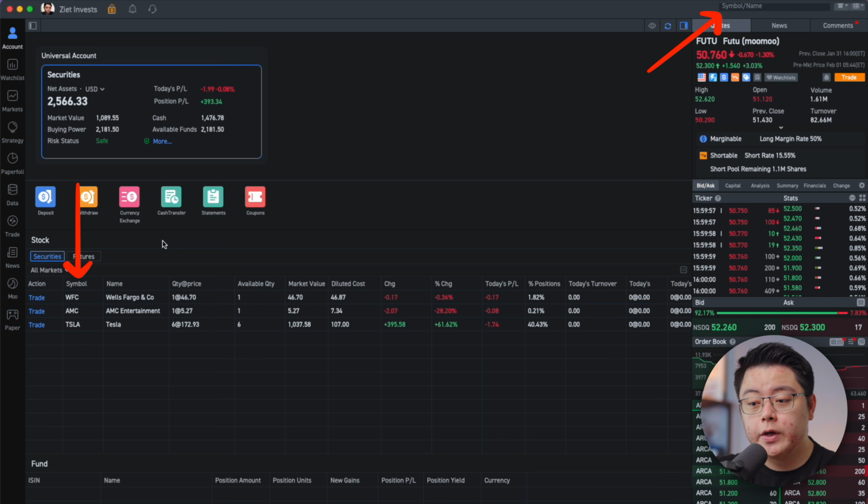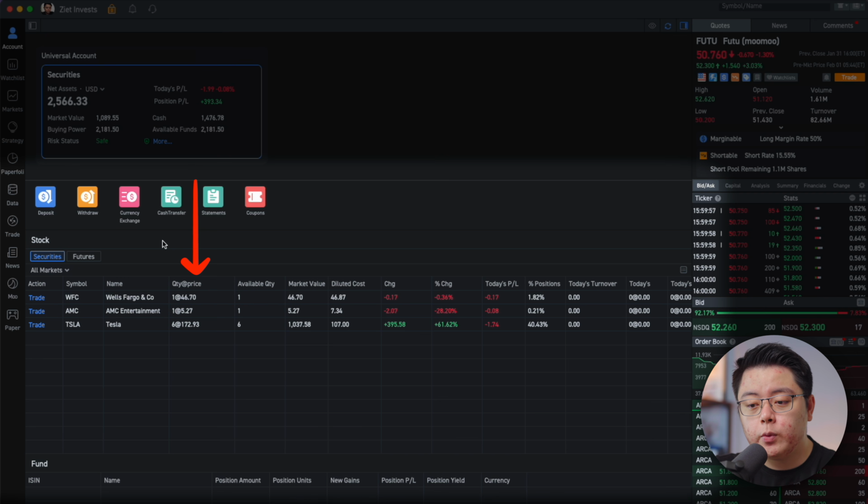Pretty simple, right? You can use these ticker symbols to search for them next time at the top right hand corner, or just type the name of the company and Moomoo will automatically recommend you over here. And you will also be able to see the stock exchange they are currently being traded at, since they are all publicly traded companies or ETFs, right? QTY at price, this stands for quantity and market price.